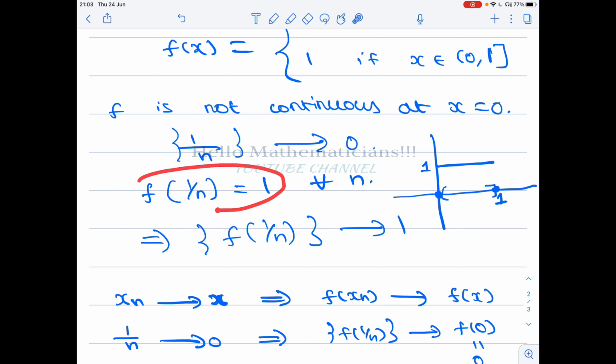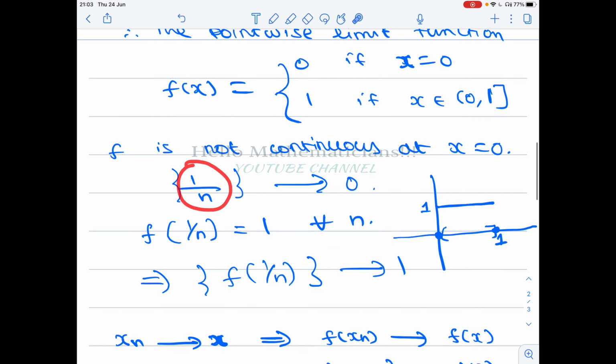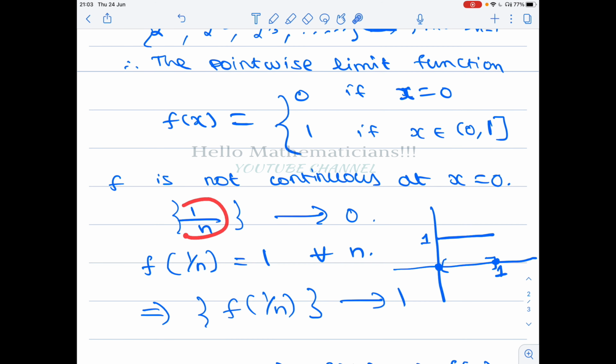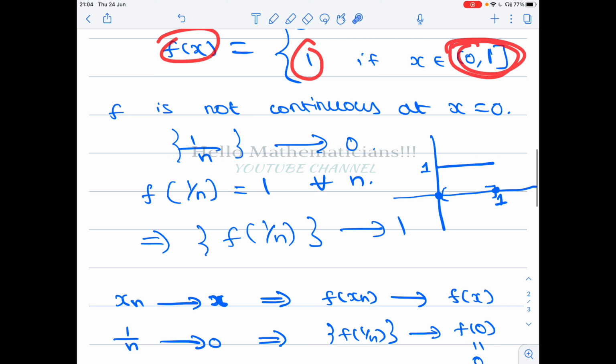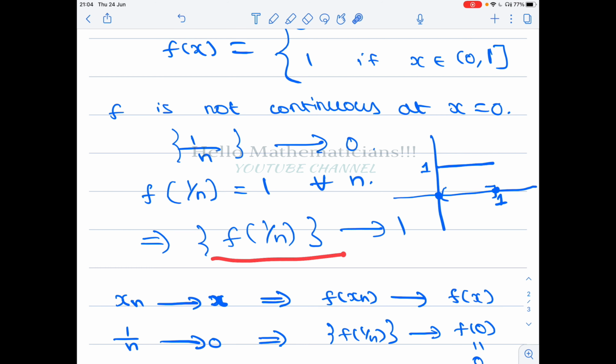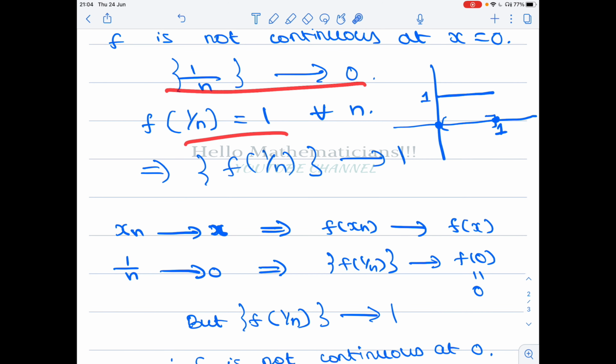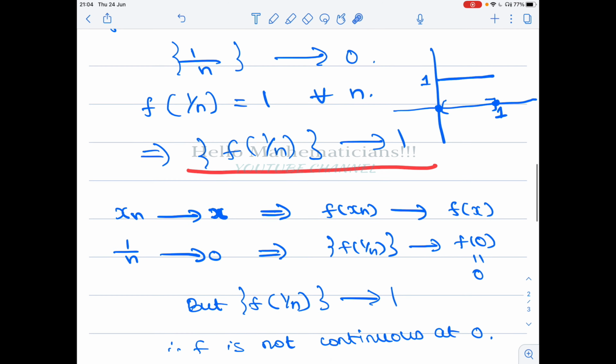Now you find f of 1 by n. Now 1 by n is positive, so 1 by n belongs to (0, 1]. For every x in this interval, f of x is 1. So we get f of 1 by n equal to 1 for all n. Therefore, this sequence f of 1 by n converges to 1. It is a constant sequence 1. So 1 by n converges to 0, but f of 1 by n converges to 1.